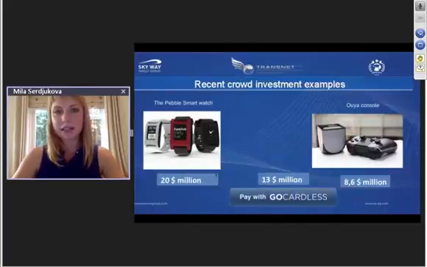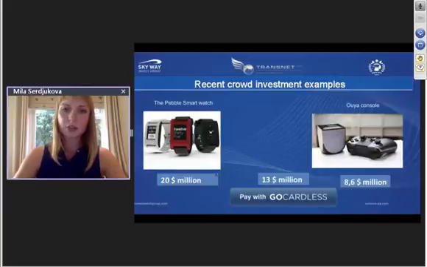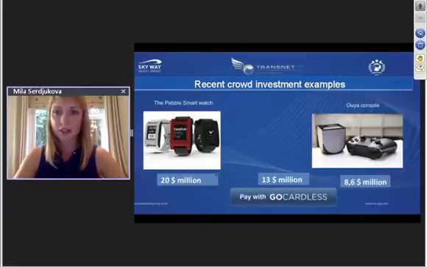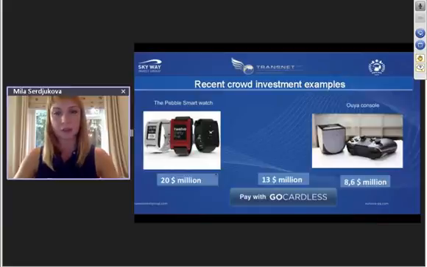So I wanted just to show you recent crowd investment examples, just to demonstrate that crowd investment is something that has been in the market for a few years now. Especially if you Google platforms such as Kickstarter or Crowdcube, you would be able to see listings of the companies who are looking for different investment types, and then you can just easily click and choose if you want to put your money in certain businesses.